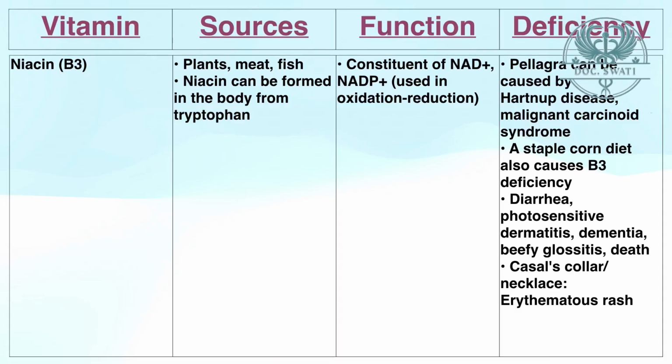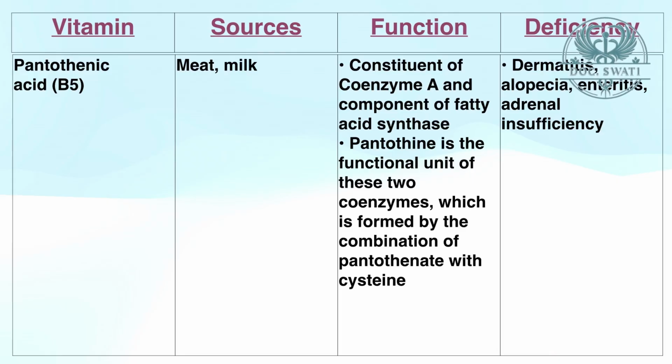Moving ahead, next we have pantothenic acid, B5, obtained from meat and milk. Function: constituent of coenzyme A and a component of fatty acid synthesis. Pantothenate is the functional unit of these two coenzymes, which is formed by the combination of pantothenate with cysteine. Deficiency leads to dermatitis, alopecia, enteritis, adrenal insufficiency.